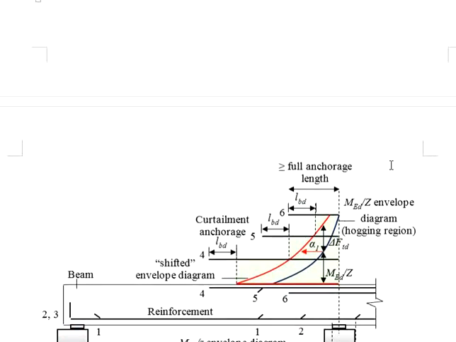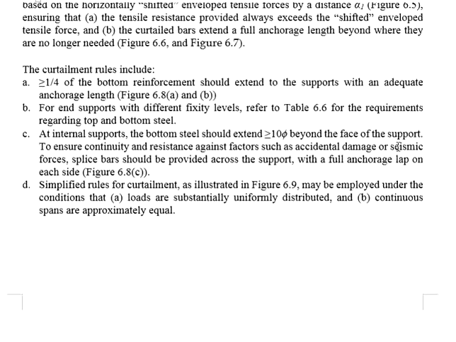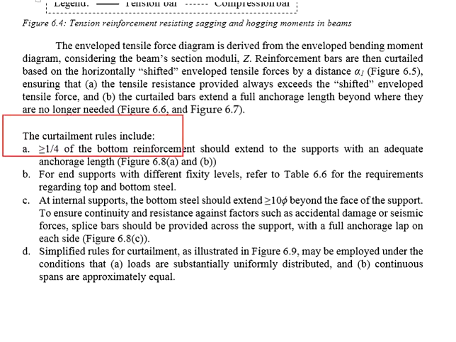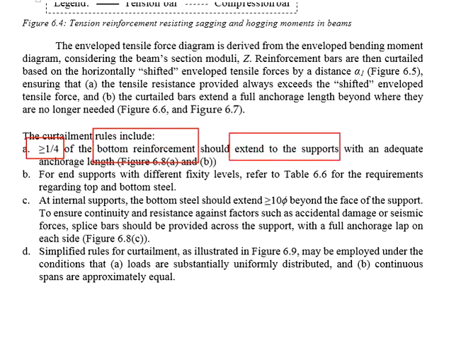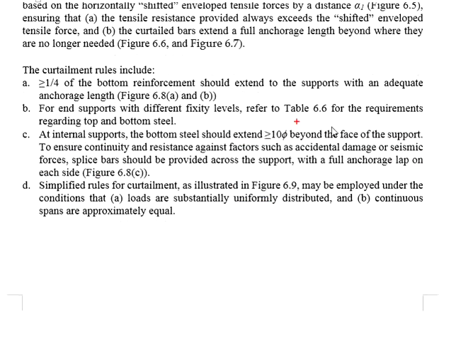The fundamental concept is that you need to provide a sufficient amount of reinforcement bar to resist this tensile force. We mentioned in our previous videos that there are additional curtailment rules that need to be complied with when you do the curtailments of the reinforcement. In this video, we're going to talk about those curtailment rules. First, you need to provide at least 25% of the bottom reinforcement bar to be extended to the support with an adequate anchorage length.